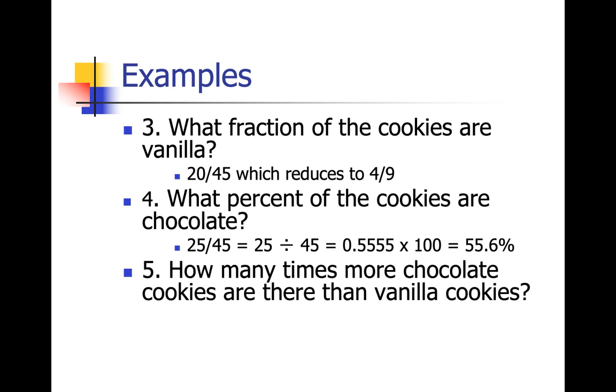How many times more chocolate cookies are there than vanilla? Okay, remember we're talking about how many times more. So we're talking about multiplication, and to undo multiplication, we have to divide. So if I'm talking about how many times more chocolate cookies there are than vanilla, I'm going to take my 25 chocolate and divide it by the number of vanilla. And we already know that 25 over 20 is 5/4. So if you left it as that, that's fine.